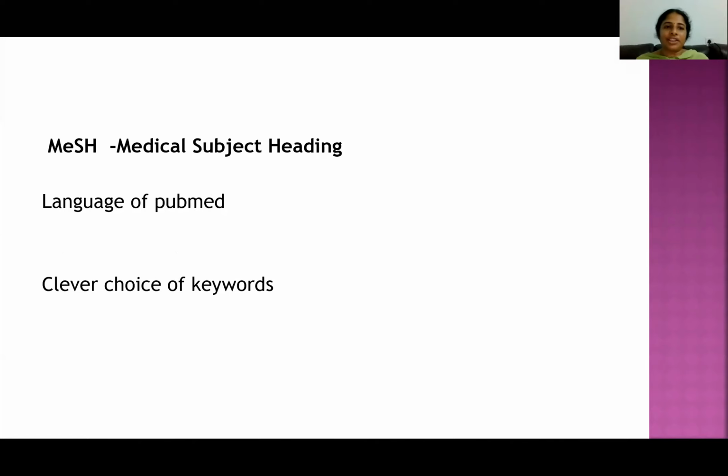MeSH is the language of PubMed. Suppose you are going to Bangalore and you are asking for directions. If you ask in Kannada, you will get better directions to a place. Suppose you ask in Hindi, you will get directions but not as good as in Kannada. So when you are asking the search engine or the index for an article, if you ask in their language, they will give you a better answer. So I call it the language of PubMed.